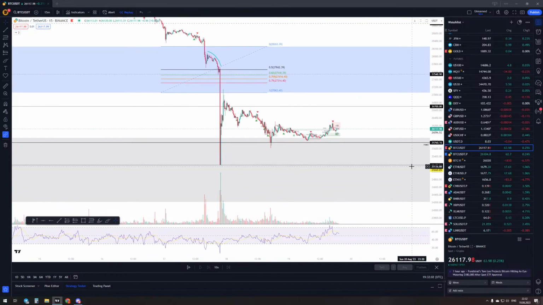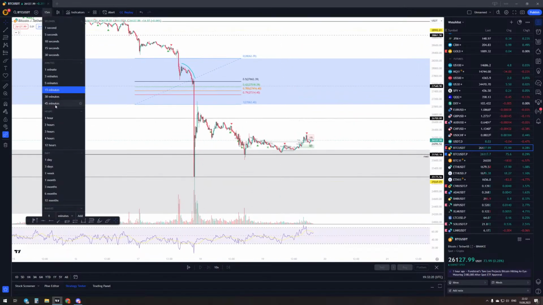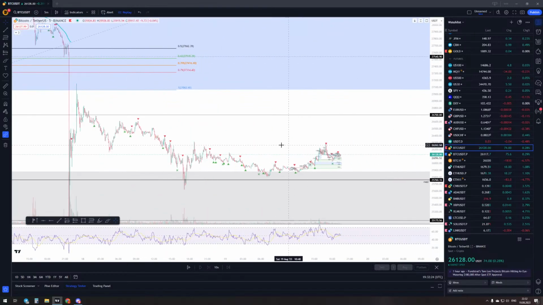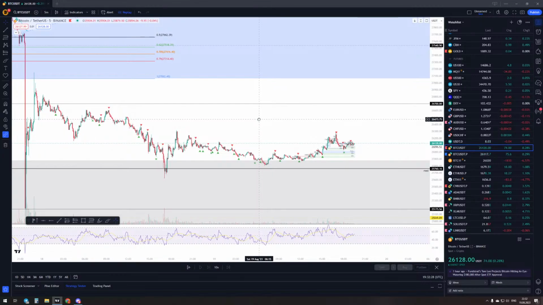So right now we're consolidating. I'm expecting us to go a bit lower, to take liquidity from this zone, but we'll see. We'll see. Maybe I will check on low time frames.